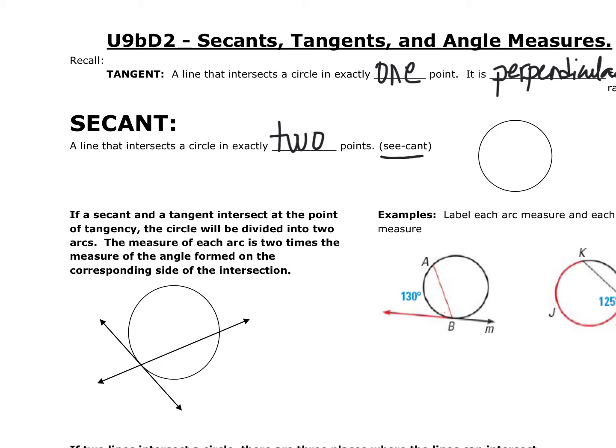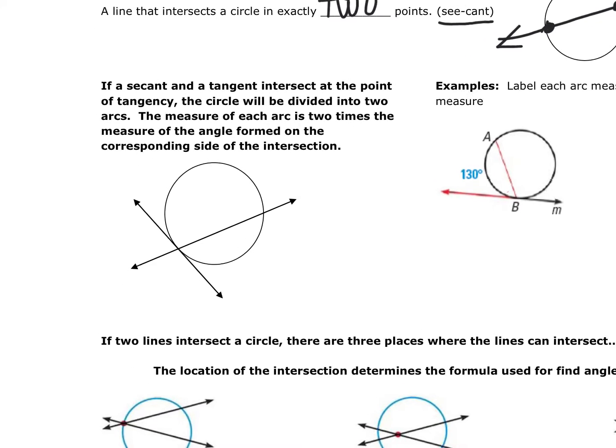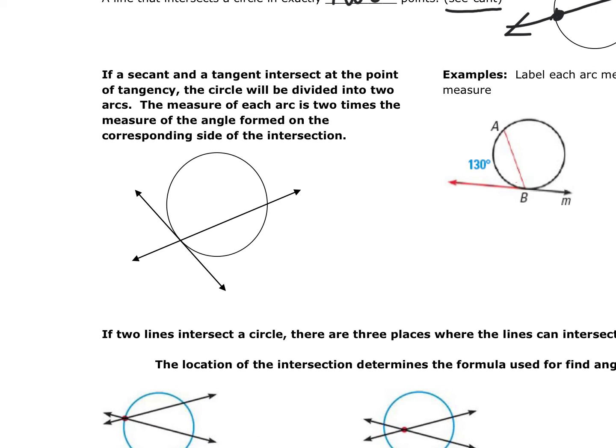We say secant, okay? And so it's a line that goes through the circle, and of course it contains a chord. So now we know what a secant is, and a tangent. If a secant and a tangent intersect at a point of tangency, the circle will be divided into 2 arcs. 1, 2.